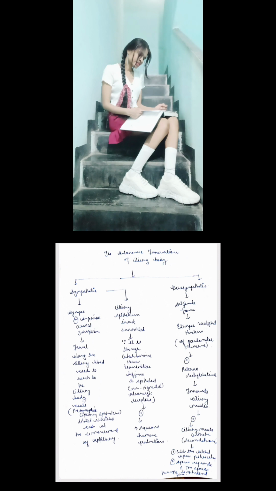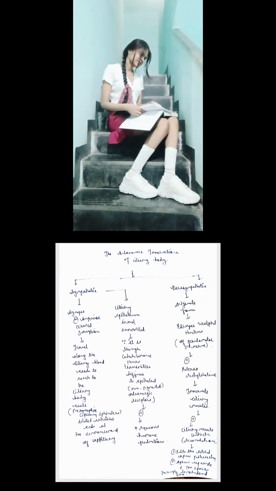Then the ciliary epithelium is not innervated. So it is thought that catecholamine neurotransmitters diffuse to these epithelial cells. When stimulated, they are responsible for an increase in aqueous humor production.